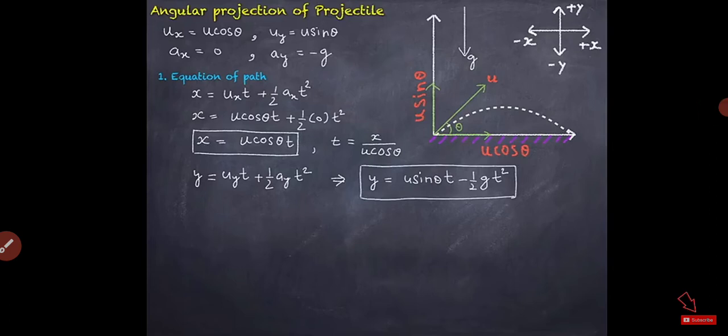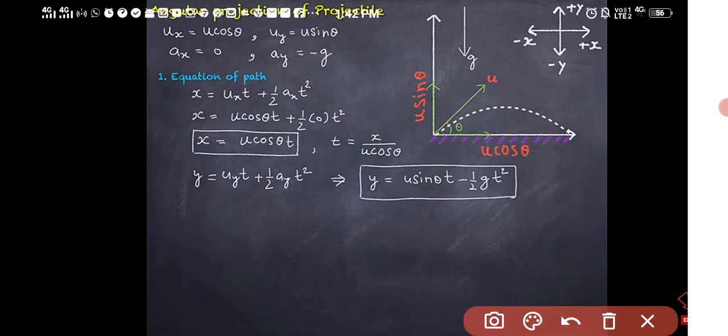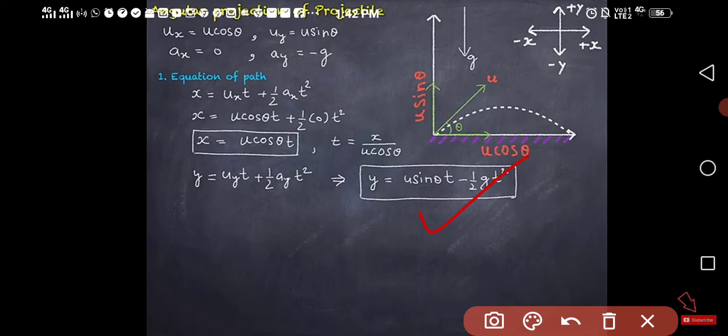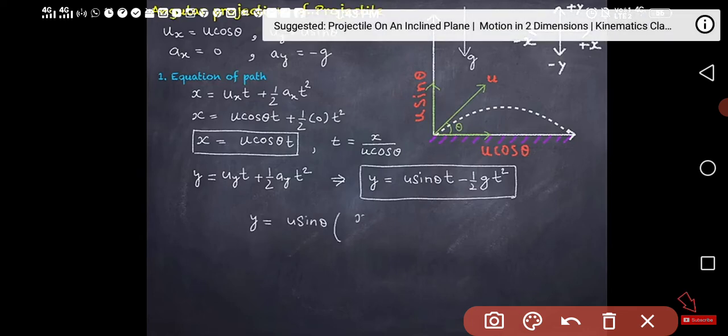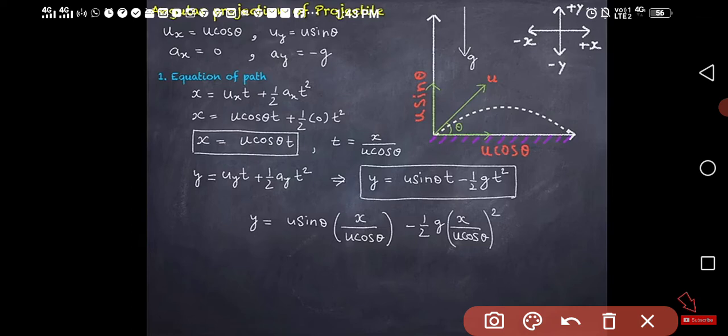Putting the value of uy is equal to u sin theta and the value of ay is minus g, we are getting this equation. But students, here we have already calculated the value of t from this equation. So when you put back the value of t in this equation, what will you get? u sin theta times x upon u cos theta minus half g times x upon u cos theta squared. Just simplify it, take the things which are common. So first of all, sin theta, students, this is sin theta and this is cos theta.